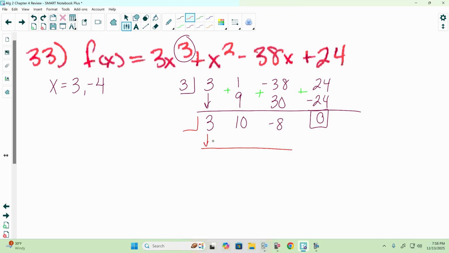Now we're going to do it again with our other solution, which was negative 4. Negative 4 times 3 is negative 12. 10 plus negative 12 is negative 2. Negative 4 times negative 2 is positive 8. And 8 plus negative 8 is 0.